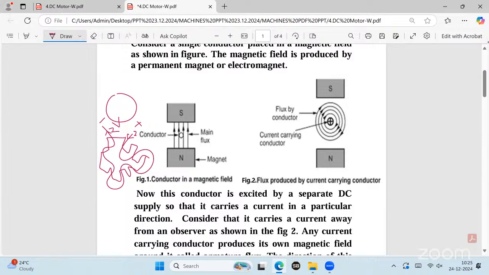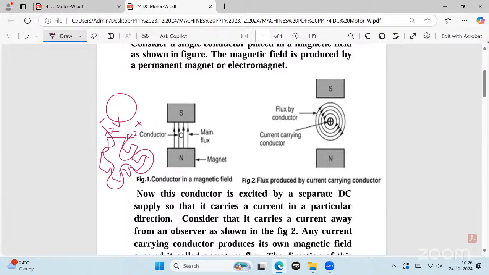Can I say it is made up of a steel bar? After a few seconds the steel bar becomes a magnet. The armature will become a magnet. Take a steel bar, cut into slots, make a winding, give a supply, current flows. After a few seconds, the armature becomes a magnet. Confirm. Now the conductor becomes a magnet. This is the second diagram.